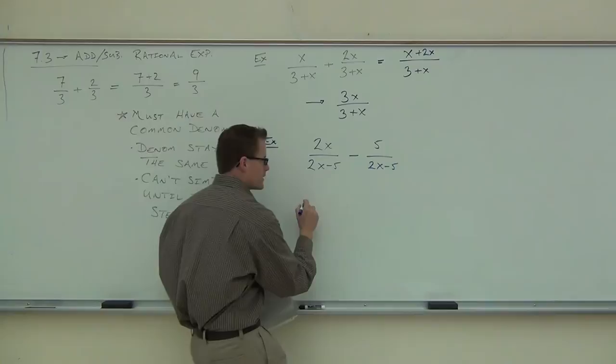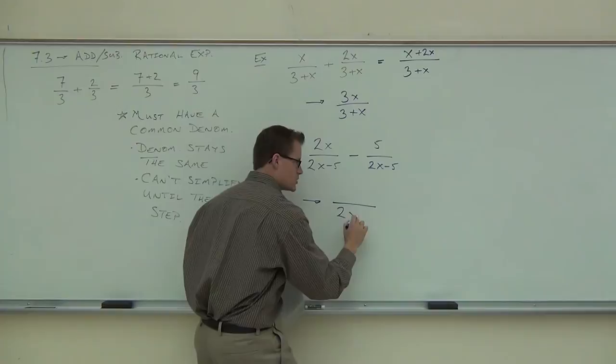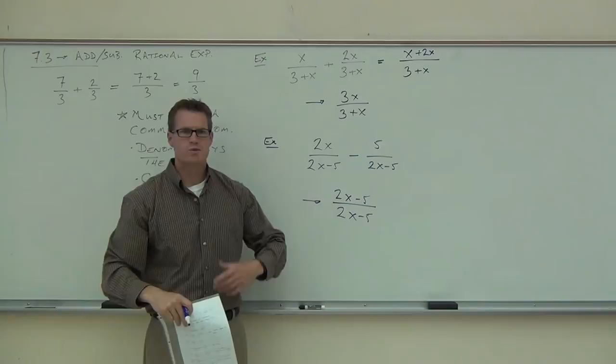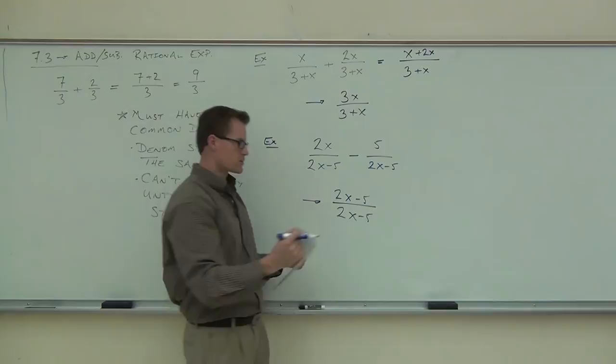So on our denominator, we'll have that 2x minus 5 still. That stays the same in all three parts. On the numerator, how much is on the numerator? 2x minus 5. Okay. We try to combine like terms, but there's nothing to combine. How much is this? 1. Oh, that's interesting. We can actually still reduce like that, still simplify. So this gives us 1.